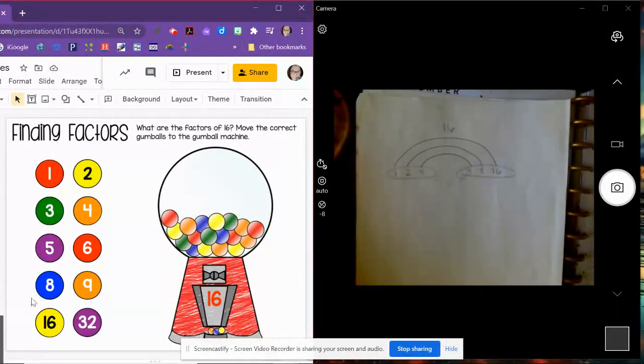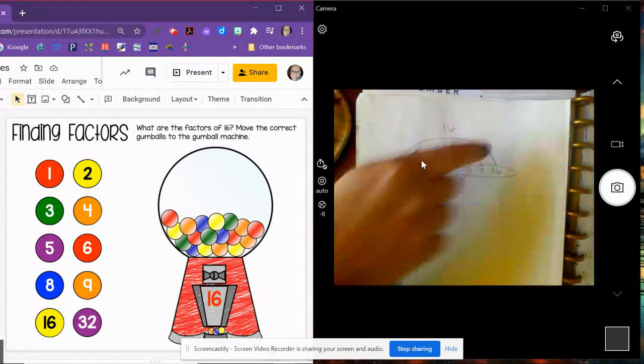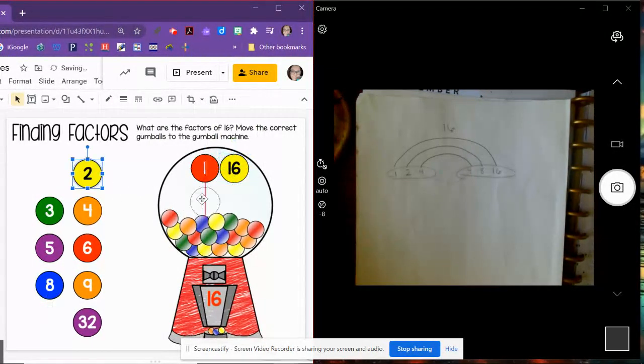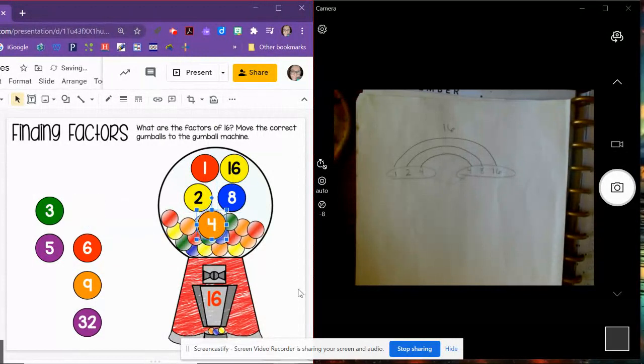Anyway, we are going to then move the factors into this bubblegum machine using what we did on our piece of paper here. So we know that 1 is a factor with 16, so I'm going to put the bubbles together. Then we know 2 and 8 are factors. And then we also know 4 and 4, but you don't repeat your factors, so I'm just going to put that 4 in there. So that is how you do that slide.